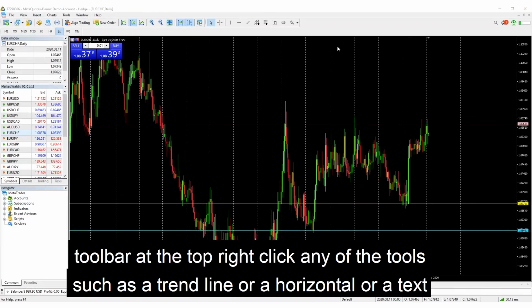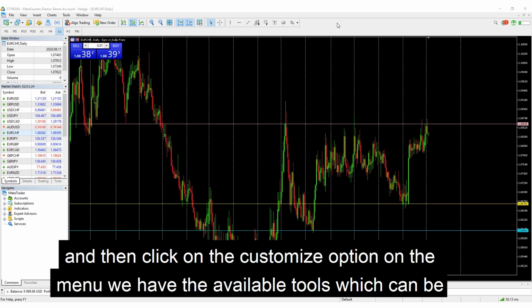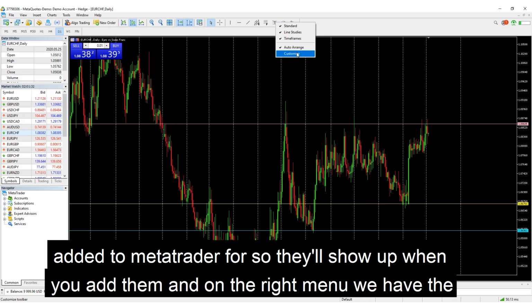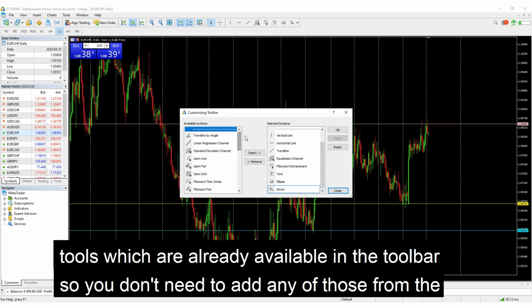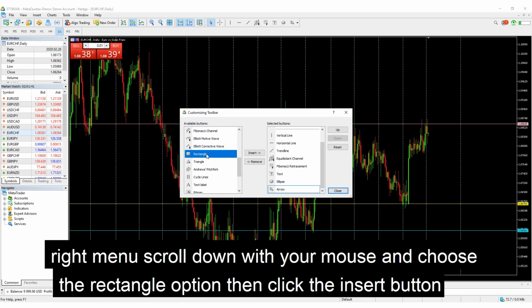From the toolbar at the top, right-click any of the tools, such as a trend line or a horizontal or a text, and then click on the Customize option. On the menu, we have the available tools which can be added to MetaTrader 4. So they'll show up when you add them. And on the right menu, we have the tools which are already available in the toolbar. So you don't need to add any of those. From the right menu, scroll down with your mouse and choose the rectangle option, then click the Insert button.